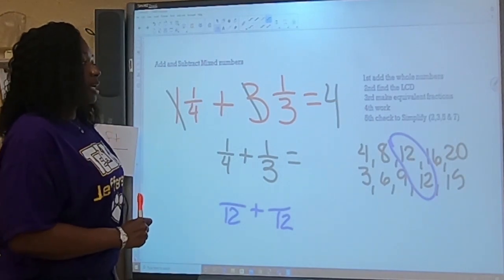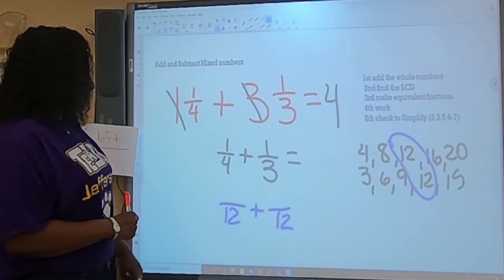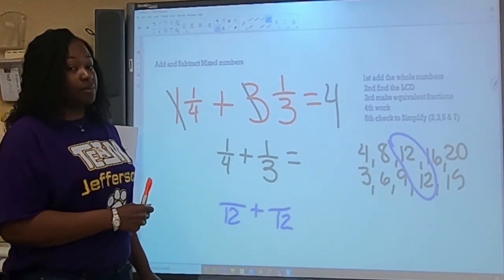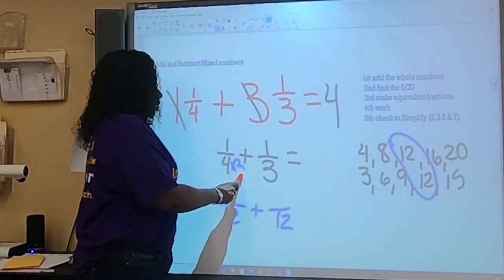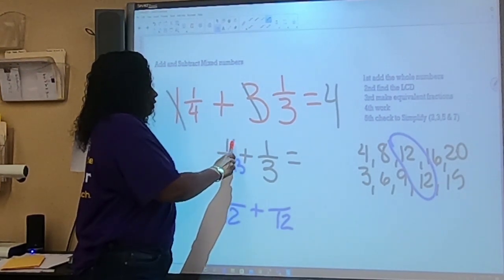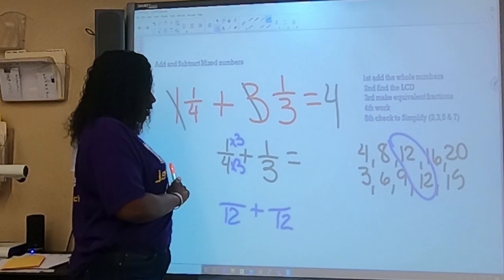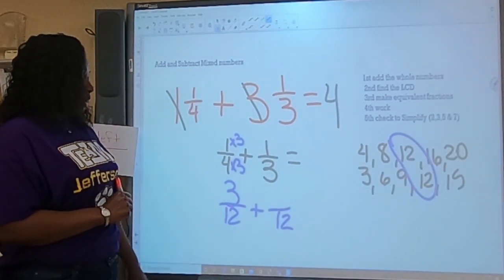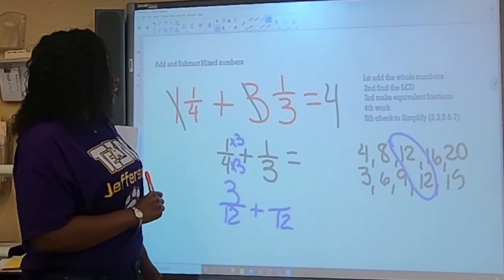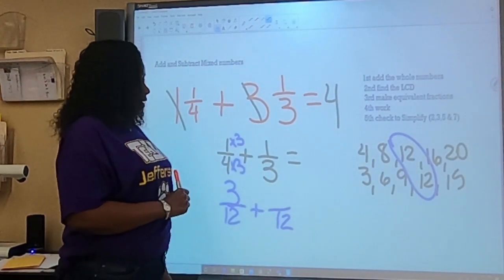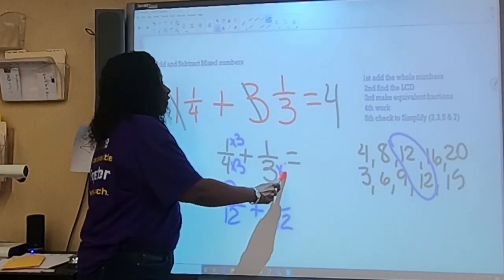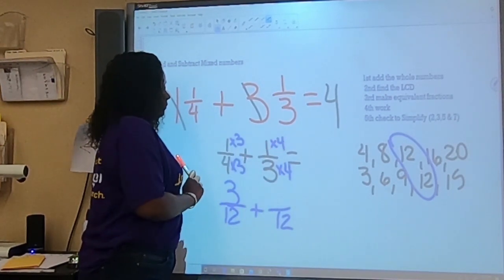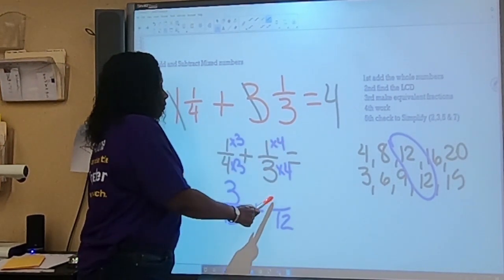Moving on to step 3. I need to make equivalent fractions, which means I ask myself, what did I do to 4 to get to 12? Well, I know 4 times 3 is 12, and whatever I do to the bottom, I have to do to the top. So my numerator will be 3. Now I have the equivalent fraction 3/12. My next question is, what do I do to 3 to get to 12? Well, I know 3 times 4 is 12, and whatever I do to the bottom, I have to do to the top. So my numerator will be 4.